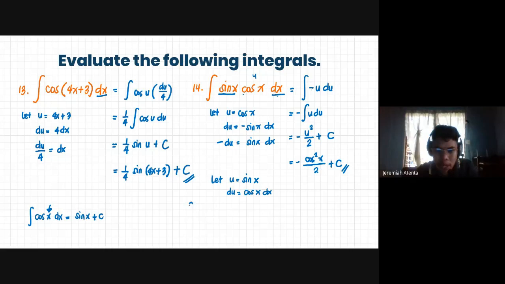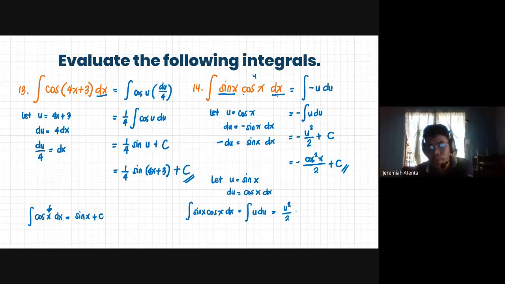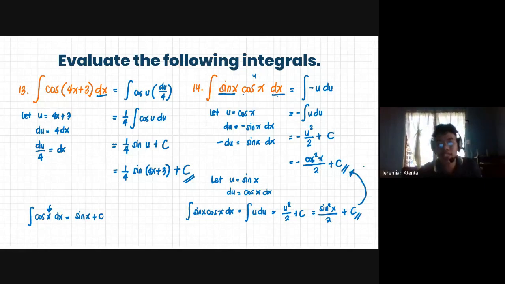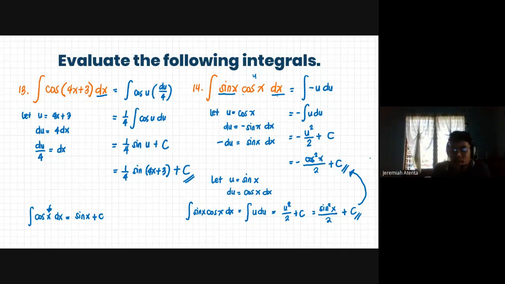So from that, we will now have the integral of sine x cosine x dx will become the integral of sine x is now u, cosine x dx is just du, right? So you have now u squared over 2 plus c. And what is your u? You have sine x. So you have sine squared x over 2 plus c. So you can have this one as your final answer. Actually, they are just the same. Equivalent expressions yan. Okay? Okay ba tayo?